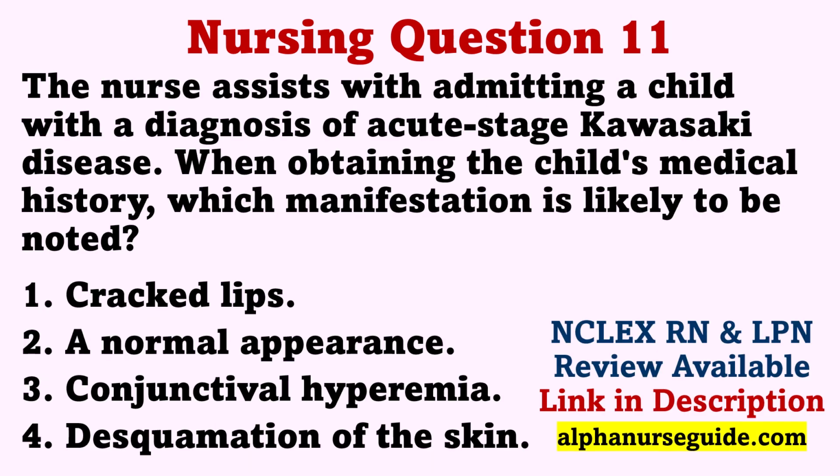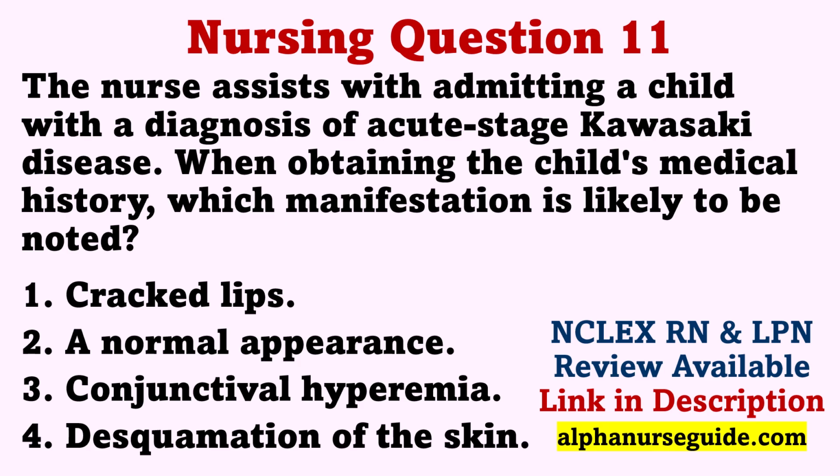The nurse assists with admitting a child with a diagnosis of acute stage Kawasaki disease. When obtaining the child's medical history, which manifestation is likely to be noted? 1. Cracked lips. 2. A normal appearance. 3. Conjunctival hyperemia. 4. Desquamation of the skin.